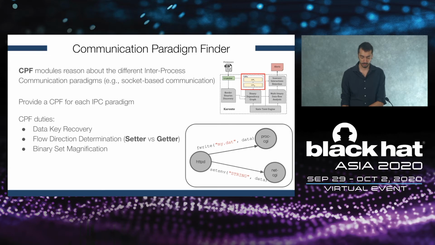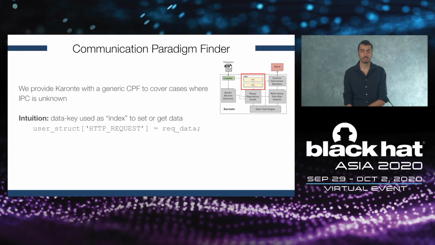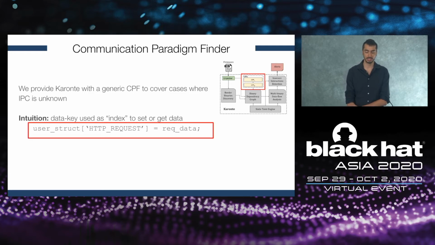In case some information is not available, such as when symbols are not present, we provide Caronte with a generic CPF that we call the Semantic CPF. The intuition behind this CPF is that some data keys must be used as an index to set or get some data. As you can see in this simple example, the data key HTTP request is used to index some global structure to set some data.